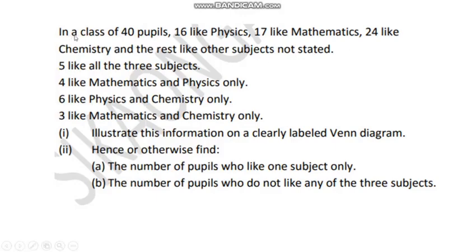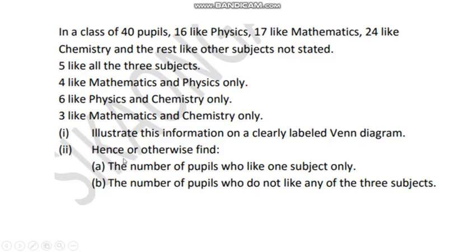The question reads: in a class of 40 pupils, 16 like physics, 17 like mathematics, 24 like chemistry, and the rest like other subjects not stated. 5 like all the 3 subjects, 4 like mathematics and physics only, 6 like physics and chemistry only, 3 like mathematics and chemistry only. Question 1. Illustrate this information on a clearly labeled Venn diagram.